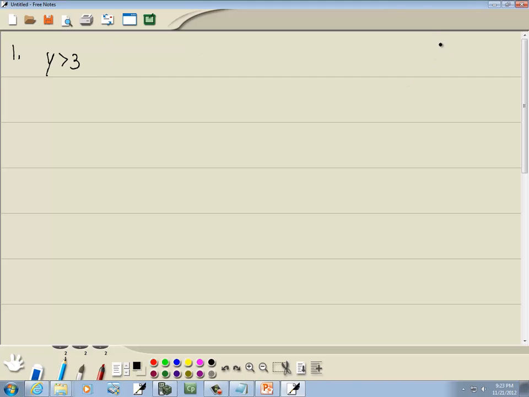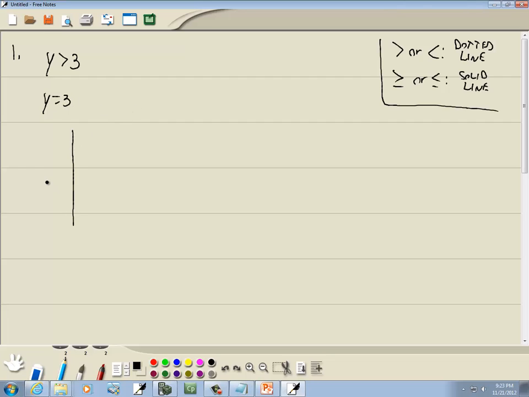In general, on any of these problems where you have a greater than or less than, it's going to be a dotted line. If you have a greater than or equal to or less than or equal to, it'll be a solid line. So on this one, if we pretend the inequality is an equals, we're looking at y is equal to 3. We're going to graph that first.